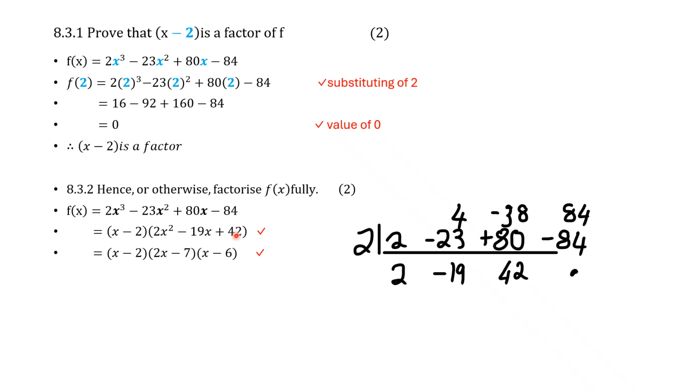For 42, I've used the factors negative 7 times negative 6, which gives me positive 42. But minus 7x and minus 6 times 2 gives me minus 12x. So minus 12x minus 7x gives me minus 19x. So they are factorized fully. So 1 mark for getting 2x squared minus 19x plus 42, and another mark for the 2 factors. So that is where your 2 marks come from. Let's look at the next slide.